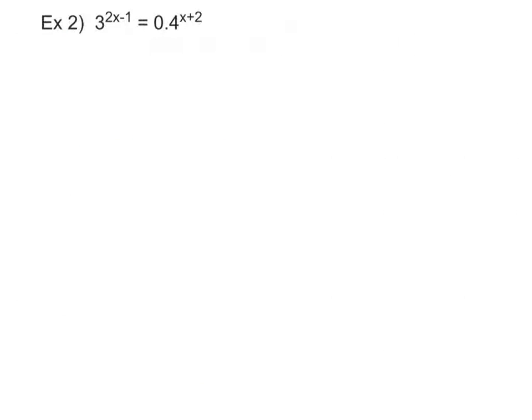Now for this one, it gets a little spicy, which honestly is not that big of a deal, it's just a matter of chugging it out. When you look at this problem, again, my goal is to get like bases. There's no possible way for me to make 3 and 0.4 have like bases. So if you can't make like bases, that's when you take the natural log of both sides. So I'm going to take the natural log of 3 to the 2x minus 1 is equal to the natural log of 0.4 to the x plus 2 power.